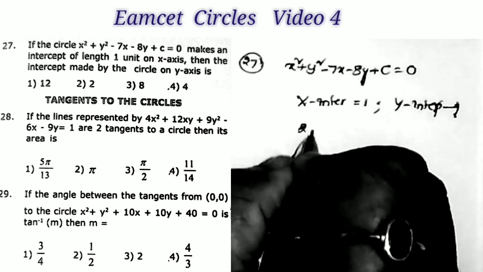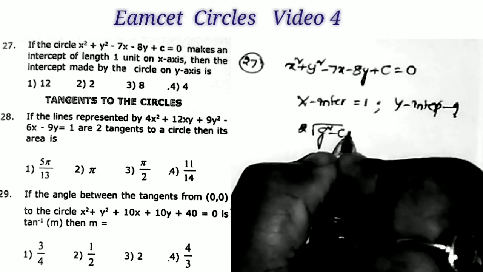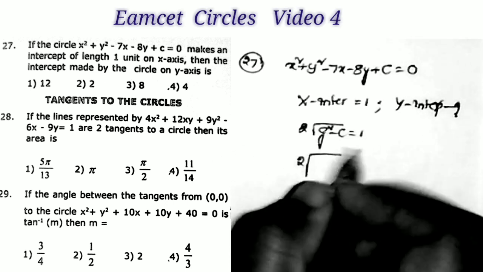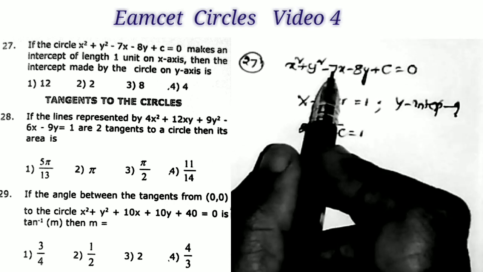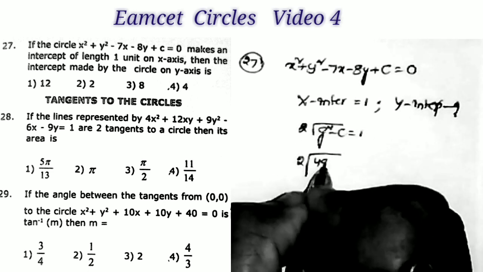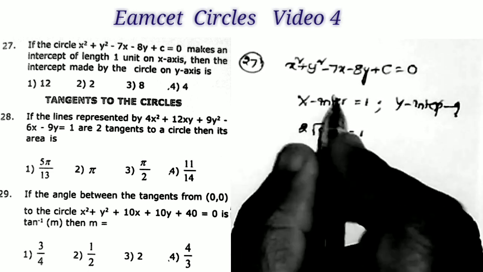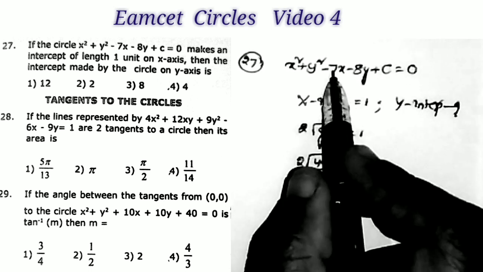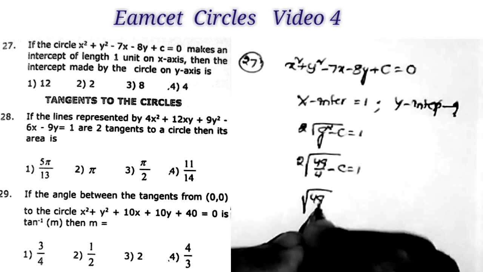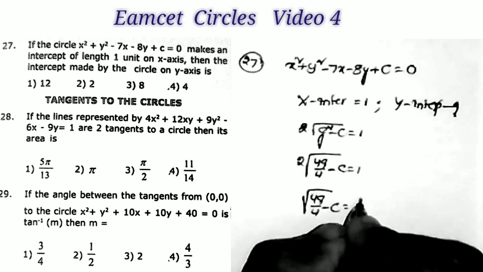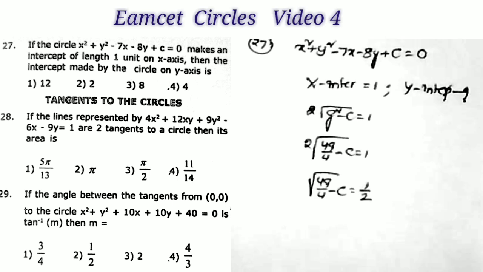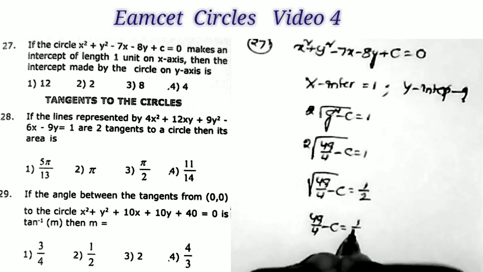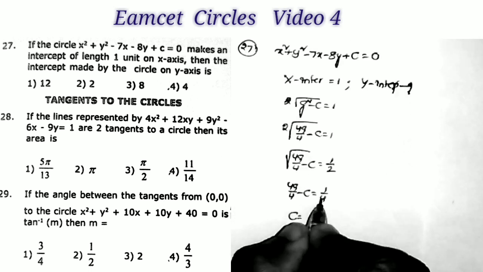What is the x-intercept formula? 2 root g square minus c. Given that 2 root g square minus c is equal to 1. Okay, that is 2 root. What is g value? g is equal to minus 7 by 2. That is g square is equal to 49 by 4, minus c is equal to 1. c is equal to c here, g is equal to minus 7 by 2. That is root of 49 by 4 minus c is equal to 1 by 2. Now squaring on both sides. Then 49 by 4 minus c is equal to 1 by 4. Then what is c value?